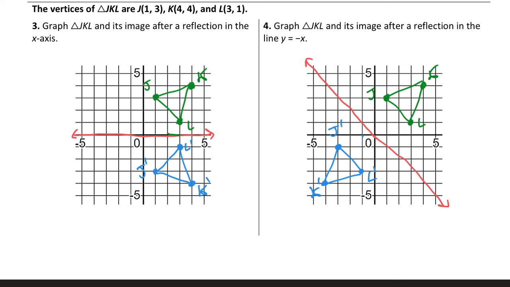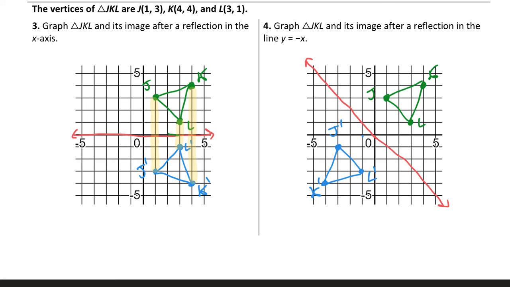Okay, so for these answers, for number 3, I reflected it over the x-axis. So what that had me do was draw the x-axis as my line of reflection, and the pre-image of J was 3 above the x-axis, the image of J was 3 below. Pre-image of L was 1 above, image was 1 below. Pre-image of K, 4 above, image of K, 4 below that line of reflection.